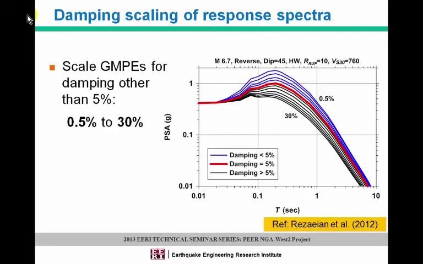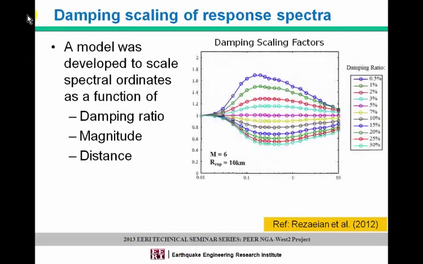This plot shows response spectra for less than 5%. Less than 5% is blue, more than 5% is in black, so it's below the red. Red is for 5%. So she developed a model. The model is basically a damping scaling factor. It's a set of factors that you apply to 5% damping to scale it to the damping of your project. The model is a function of damping ratio, obviously. If it's 5%, the damping scaling factor should be 1, because all the GMPEs are for 5% damping. It's also a function of magnitude and distance.